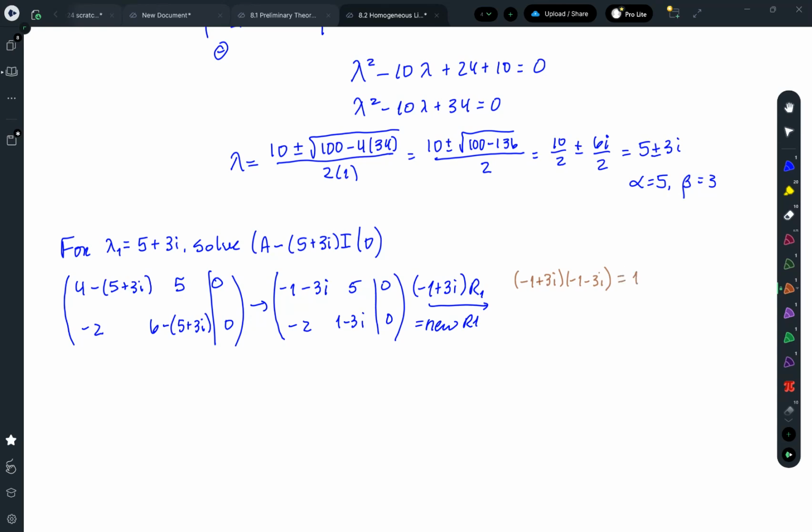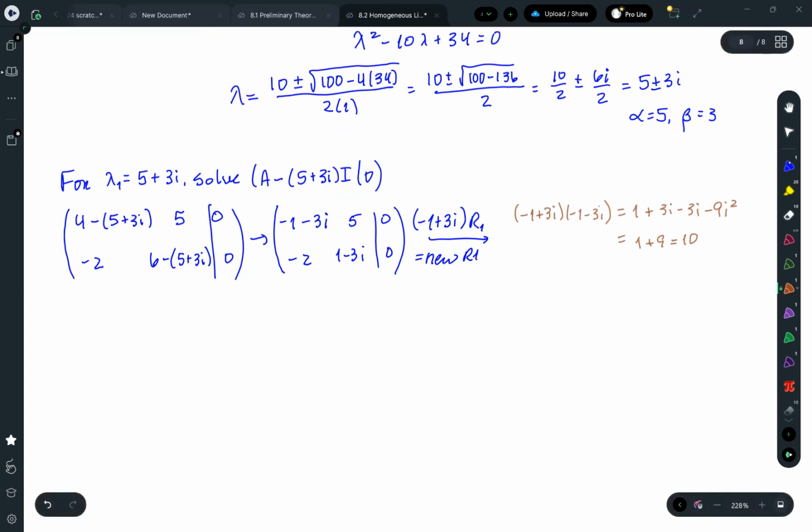So it gives me a positive 1 plus 3i minus 3i minus 9i squared. The minus 3i plus 3i go away, and I get 1 minus 9i squared, where i squared is actually equal to negative 1. So this becomes 1 plus 9, which is equal to 10. Okay, so our new matrix, what it becomes is the first component in the first row is 10.